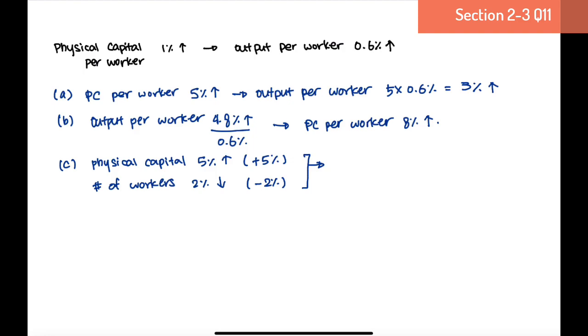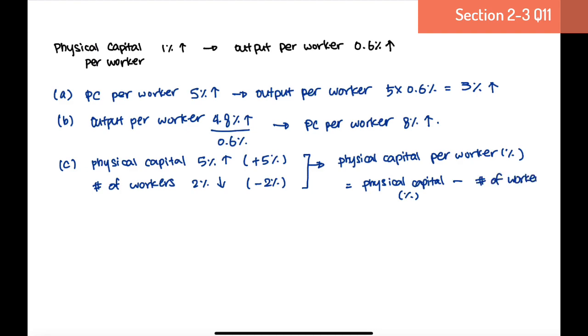the hint that's given. Percentage change in the physical capital per worker is the percentage change in physical capital minus the percentage change in the number of workers. Our physical capital rose by 5%. Our number of workers changed by negative 2%, which means our physical capital per worker rose by 7%.